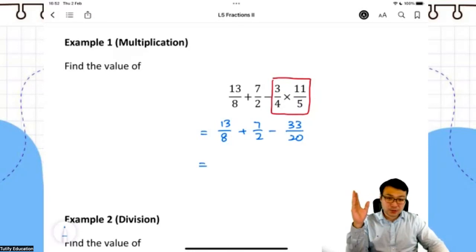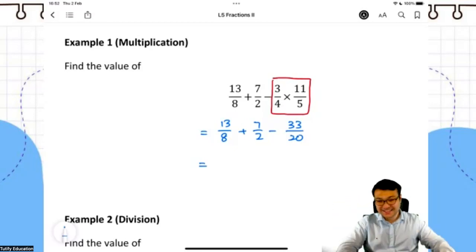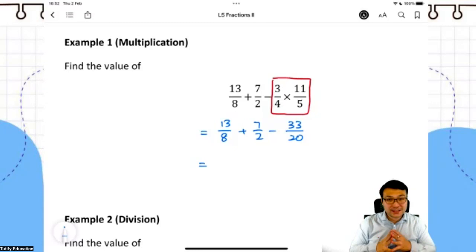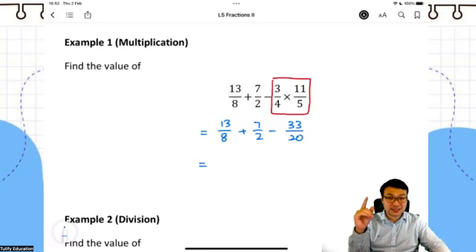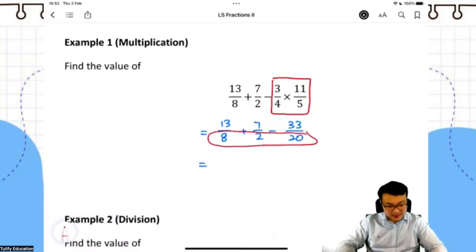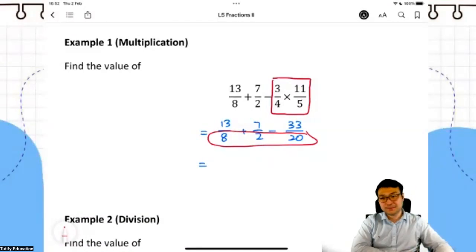Now, can we do the plus and the minus? Yes. Which one do you want to focus on first, or do you think you can do all together at the same time? Okay, as it stands, we are unable to do anything because the denominators are all different, not the same. We can actually do all of them together, but we have to make all their denominators the same. What number are you going to choose to be the denominator? Look at all these three numbers. What do you think will be the lowest common multiple?